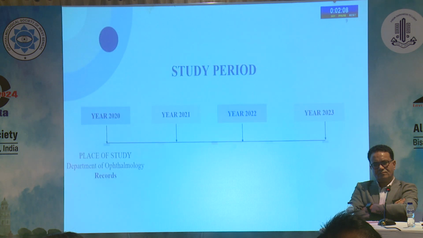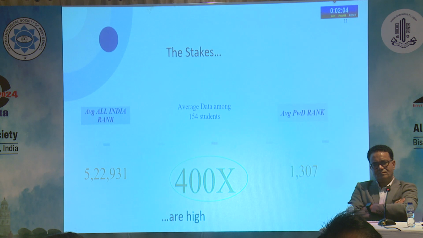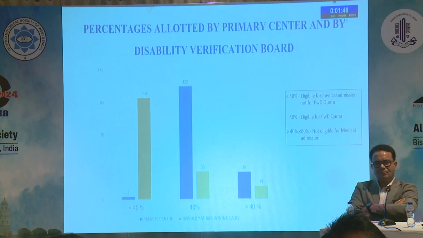So we classified the data, and guess what? This is our result. The average open rank is 5.22 lakhs, which comes down to 1,300, a dramatic 400 times change in the asking percentage. So this is the reason. Now what we saw that among, just one sec.